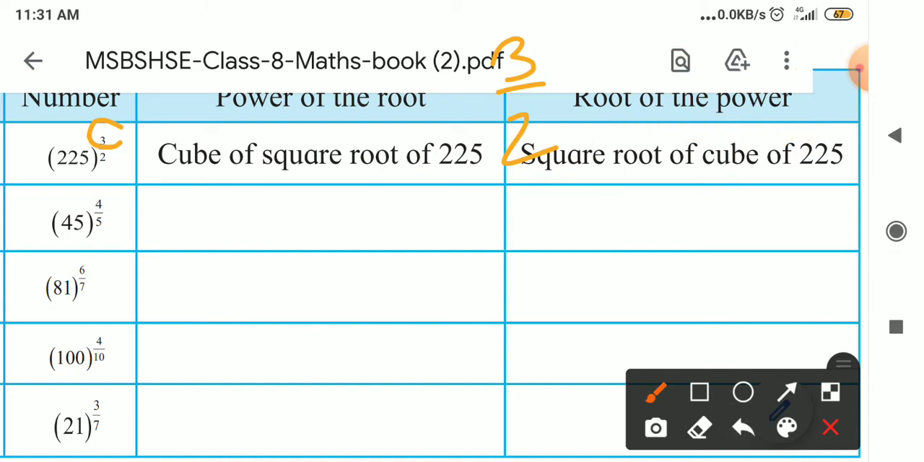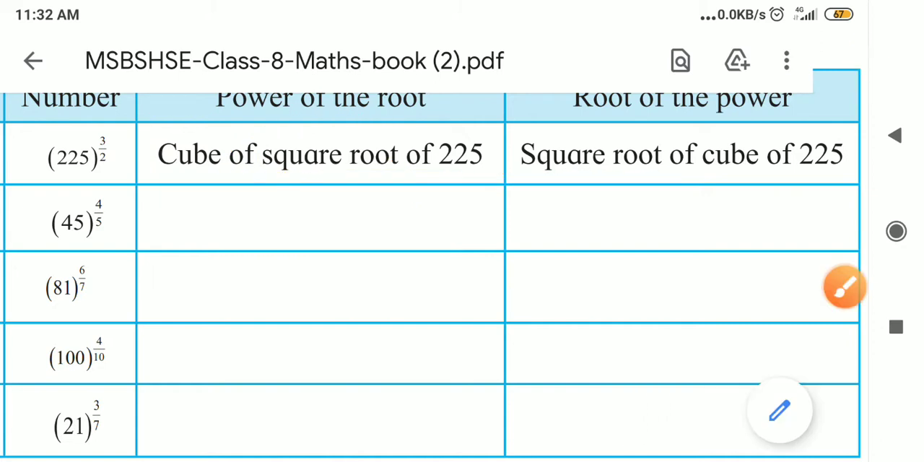So in 3 upon 2, which is the power? 3 is the power. In indices, 3 means cube, and 2 means square root. So it is the cube of the square root of 25. Now what do we have to do? The square root is taken second, the cube first. Here we take the first square root of the cube of 25. Understand? Okay. Now I will show you this one.